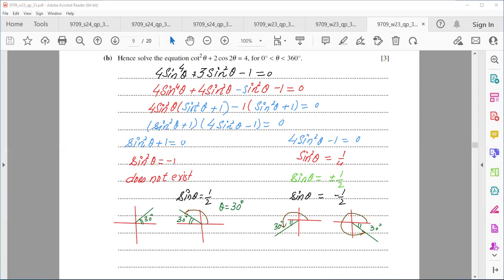You have to write the angles with the blue marker. So the first angle is 30 degrees, the second angle is 150 degrees, the third angle is 210 degrees, the fourth angle is 330 degrees. That is our answer. It's okay, beta.